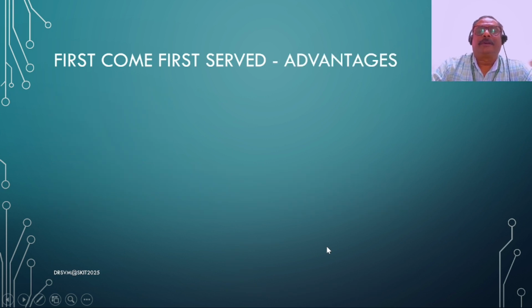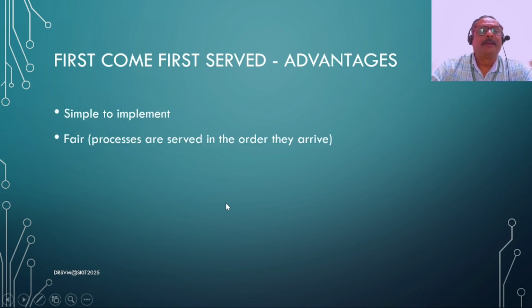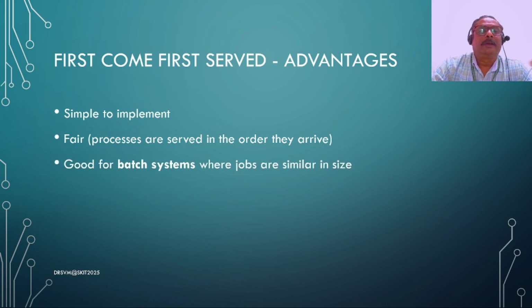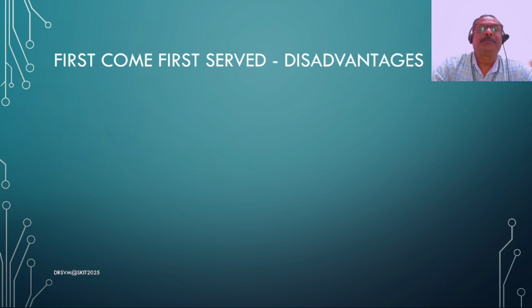So the advantages of first come first served: simple to implement, fair, the processes are served in the order they arrive, the same way they will be run. And this is good for batch systems where jobs are of similar size. So usually in batch systems where jobs are of similar size, we can prefer to use first come first served type of scheduling. Yes, of course there are disadvantages with it, and there is a convoy effect.